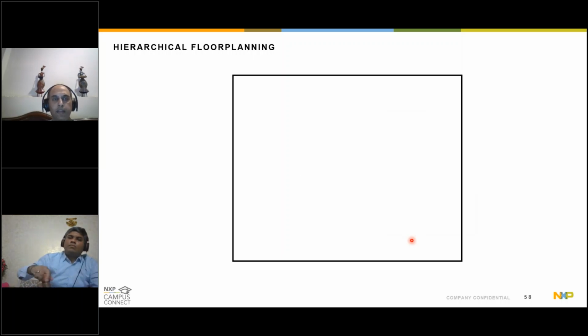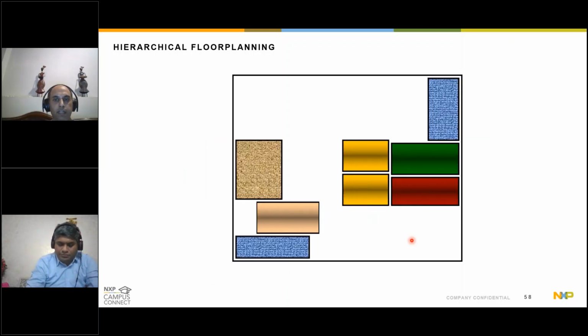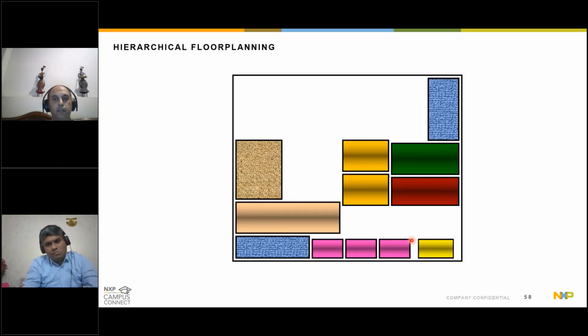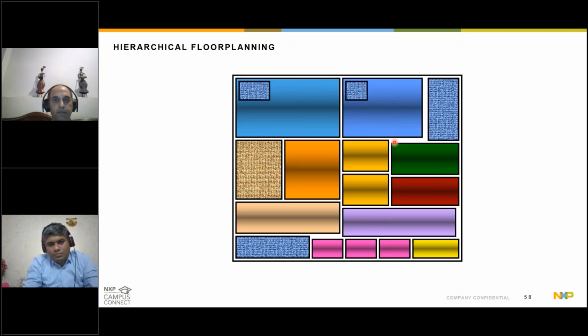So, hierarchical floor planning. Depending on what kind of chip you are making, it could be a small chip, which is a couple of million transistors, to a large chip of 100 million transistors. So different types of floor planning techniques will be used. This is one way where you are doing more of a hierarchical floor planning, where it is impossible to do the chip as a flat implementation.